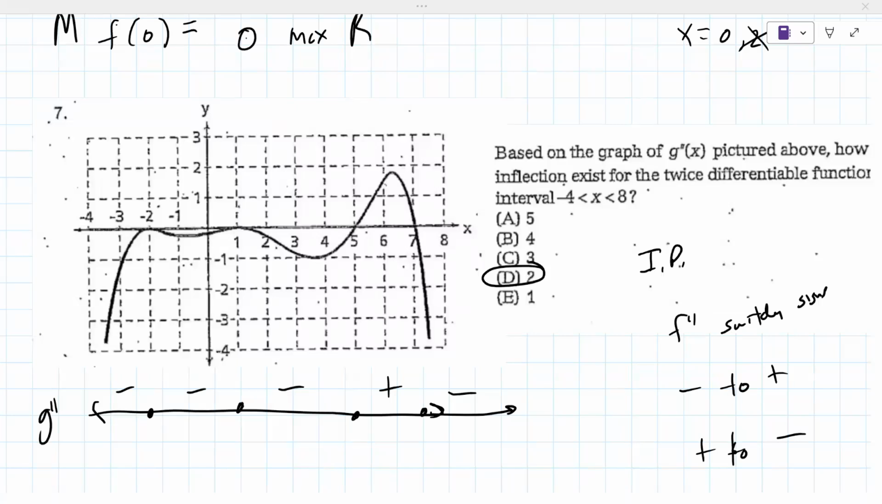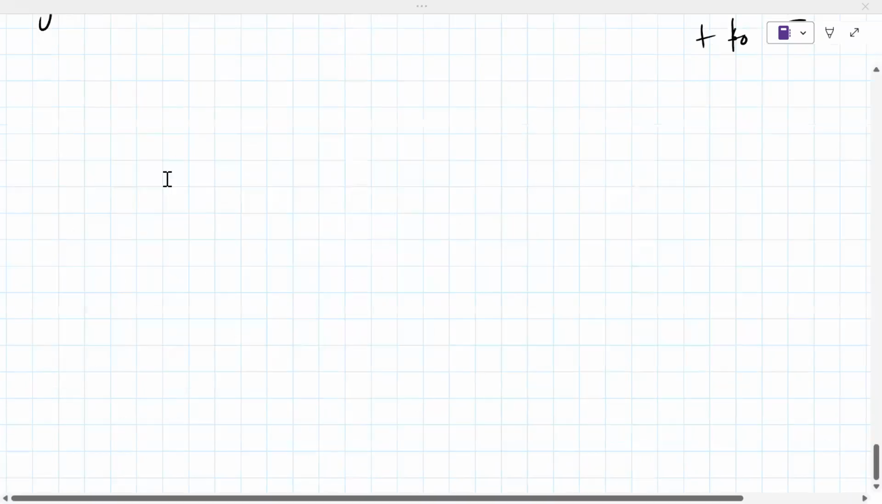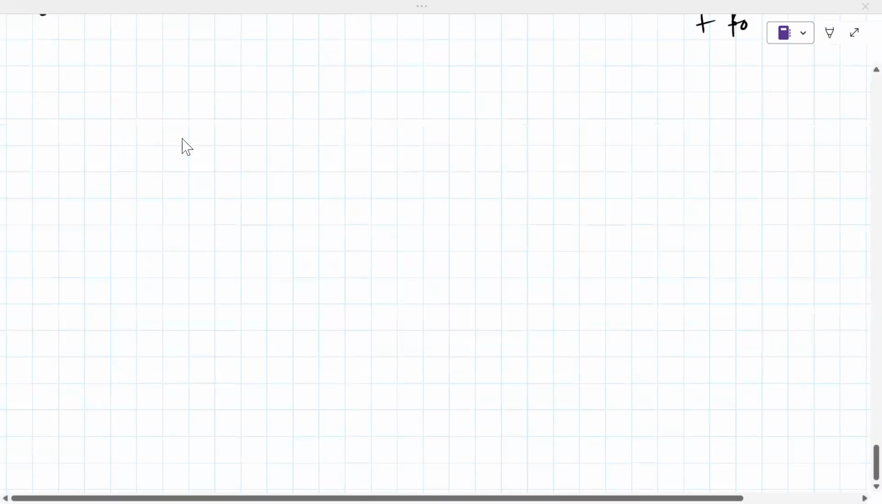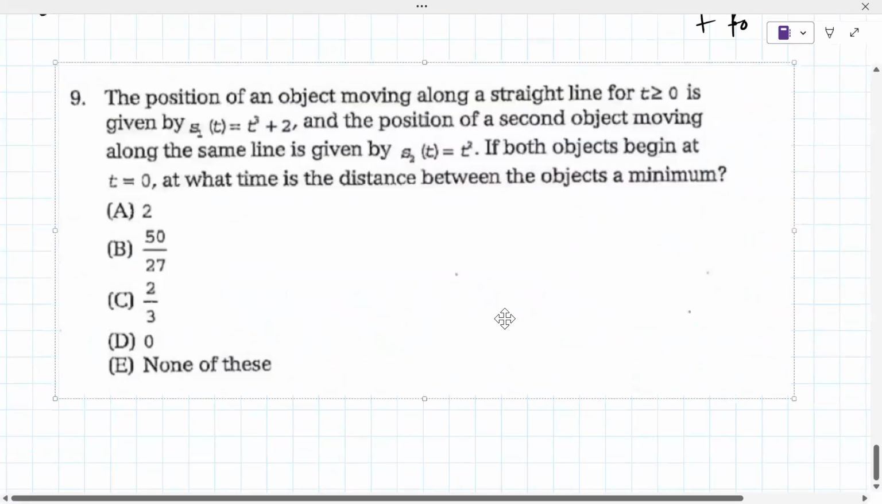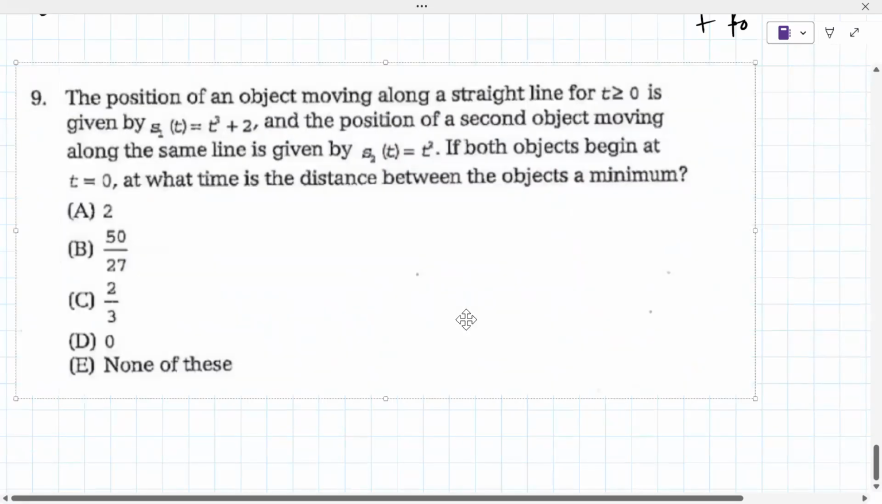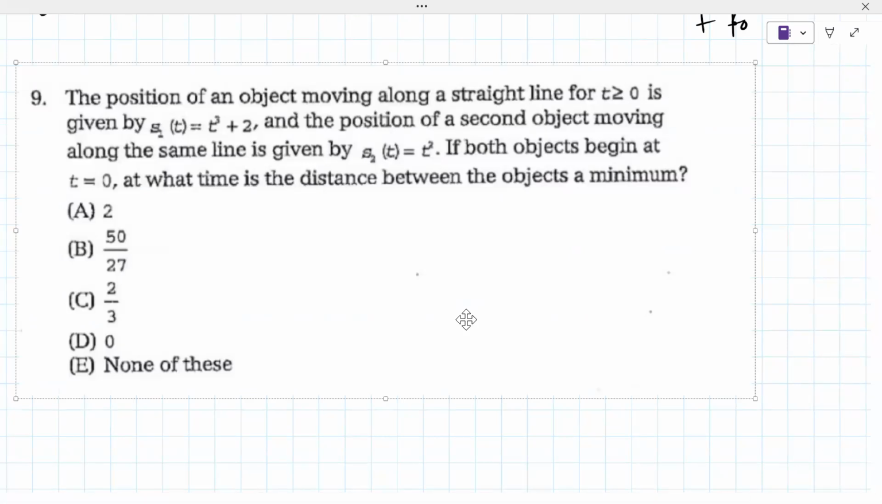Okay, on to number 9. All right, so the position of an object moving along a straight line is given by t cubed plus 2. The position of a second object moving along the same line is given by t squared. If both objects begin at t equals 0, at what time is the distance between them minimum?